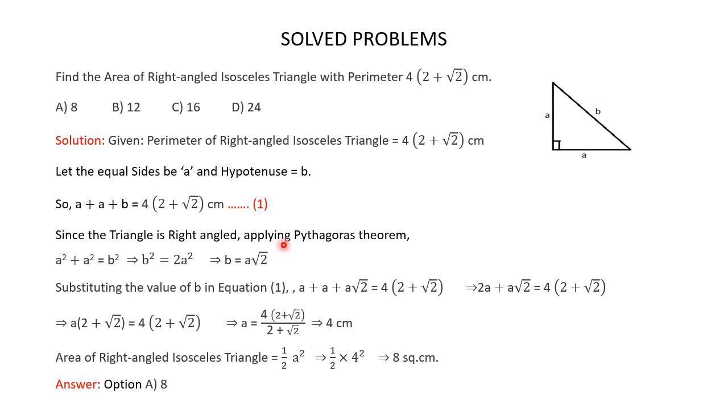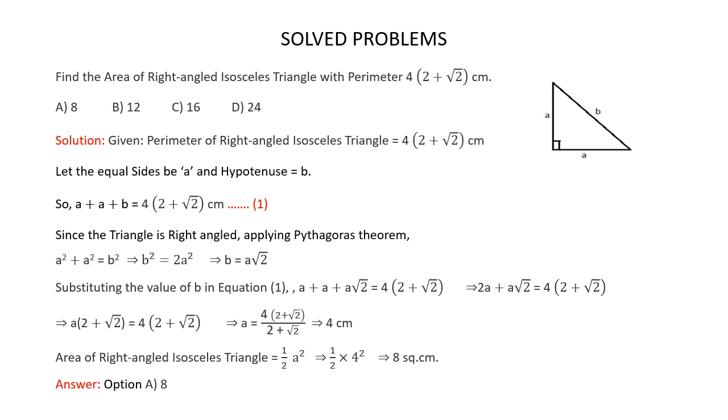Now since it's given that the triangle is right-angled, we can apply the Pythagoras theorem. So applying the Pythagoras theorem, we get a squared plus a squared is equal to b squared, which means b squared is equal to 2a squared, that is, b is equal to a root 2. Now substituting the value of b in equation 1, we get a plus a root 2 is equal to 4 multiplied by 2 plus root 2. On solving this equation, we get a is equal to 4 centimeters.